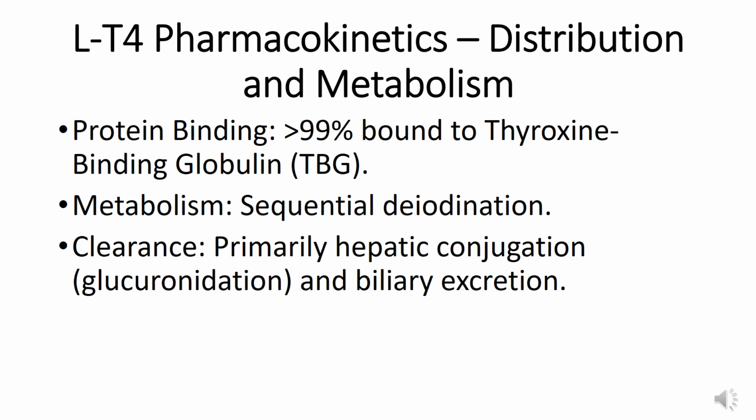This combination of extensive protein binding, gradual metabolism, and efficient hepatic clearance contributes to the predictable pharmacokinetic profile of levothyroxine. In simple terms, levothyroxine travels through the bloodstream largely bound to thyroxine-binding globulin, undergoes sequential iodination to generate active and inactive metabolites, and is ultimately cleared through liver conjugation and biliary excretion. These processes help maintain stable thyroid hormone levels and support the long-lasting therapeutic effects of levothyroxine.